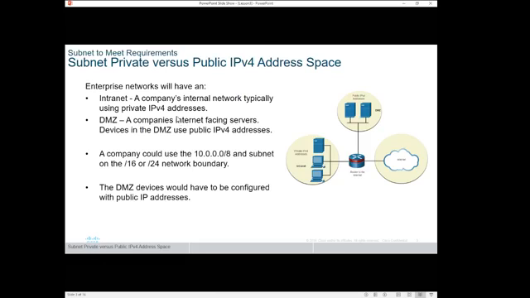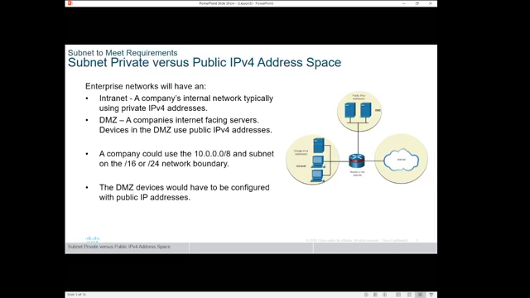And then you have the DMZ. These are usually companies' core devices facing the internet, okay? And devices in that DMZ usually use public IPv4 addresses, okay? And then you have your own private LAN. Now, typically a company could use 10.0.0.0/8 and then subnet on the /16 or /24 network boundary. Okay, by using the /8, they can further subnet down to /16 or /24 network boundaries.